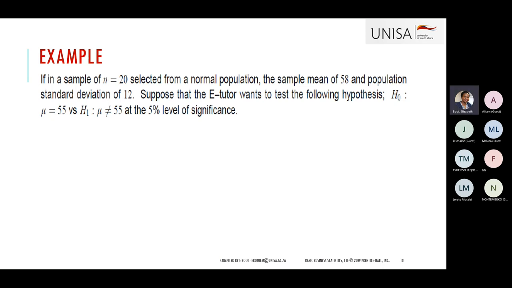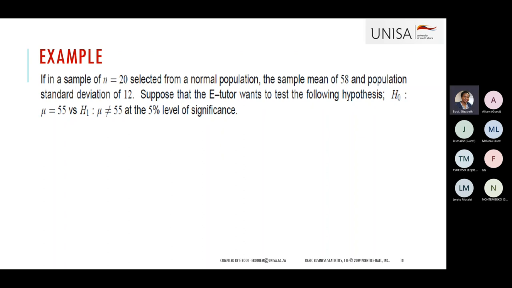This one says, if in a sample of n of 20 selected from the population, the sample mean is 58 and the population standard deviation is 12, suppose that the e-tutor wants to test the following hypothesis: the null hypothesis states that the population mean is equal to 55, versus the alternative, which states that the population mean is not equal to 55. At 5% level of significance, we need to test this hypothesis.